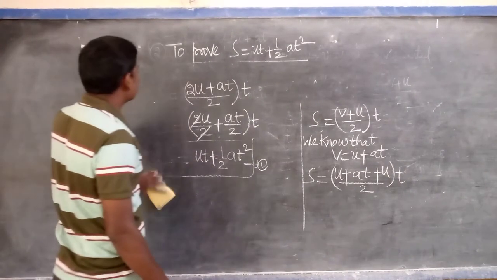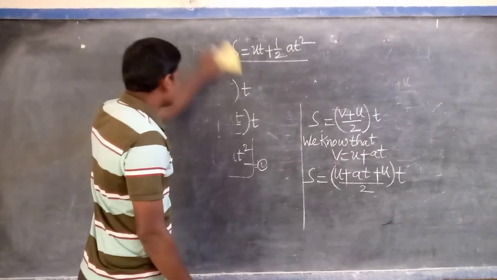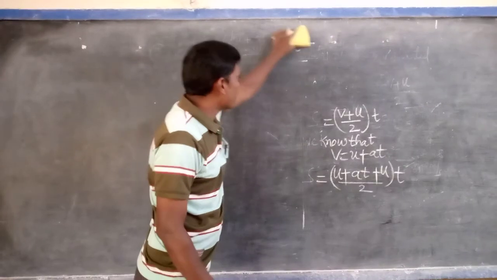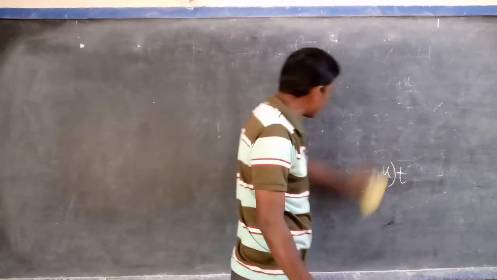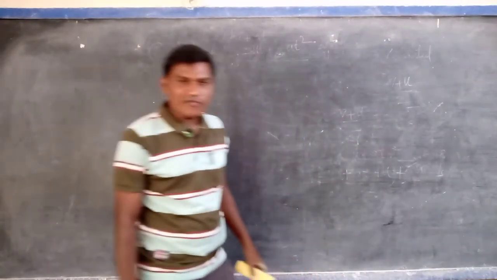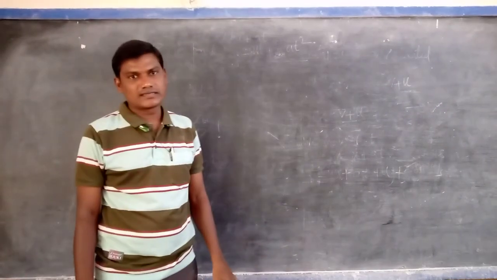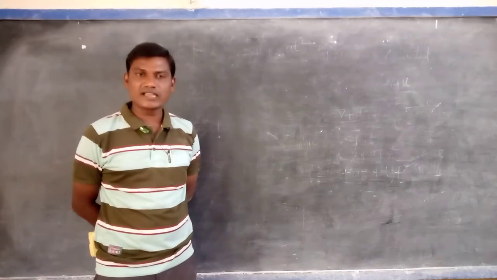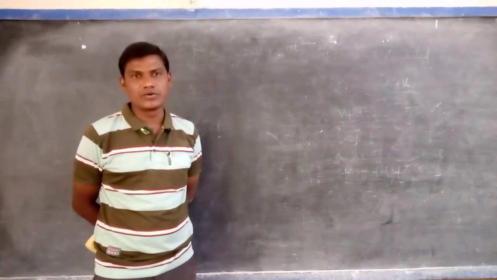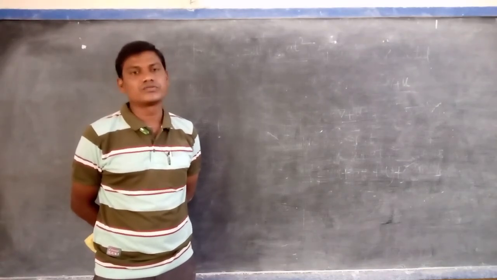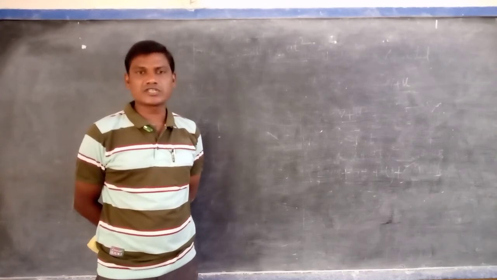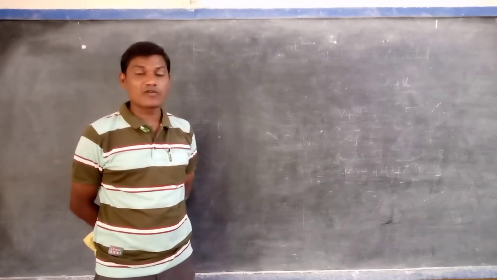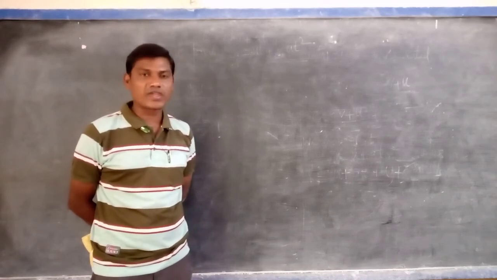So the remaining two proofs I will explain in the next video. That is v square minus u square is equal to 2as, and s of n is equal to u plus a into (2n minus 1), or s of n is equal to u plus a into (n minus 1) by 2. These two equations of motion I will prove, or explain how we can prove, in the next video.